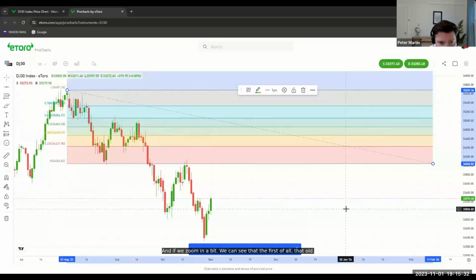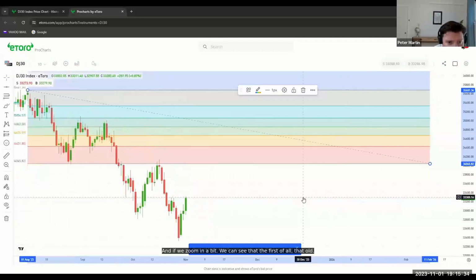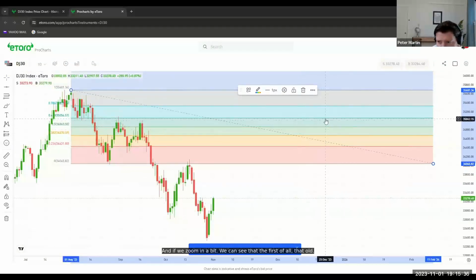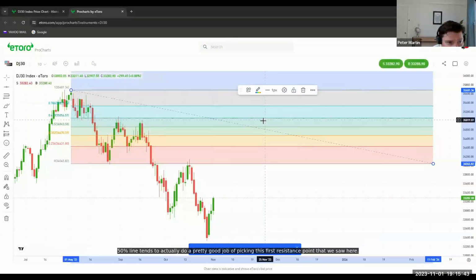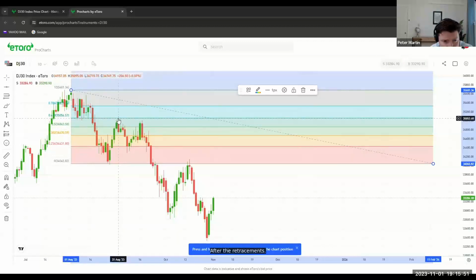And if we zoom in a bit, we can see that, first of all, that 50% line tends to actually do a pretty good job of picking this first resistance point that we saw here after the retracement.